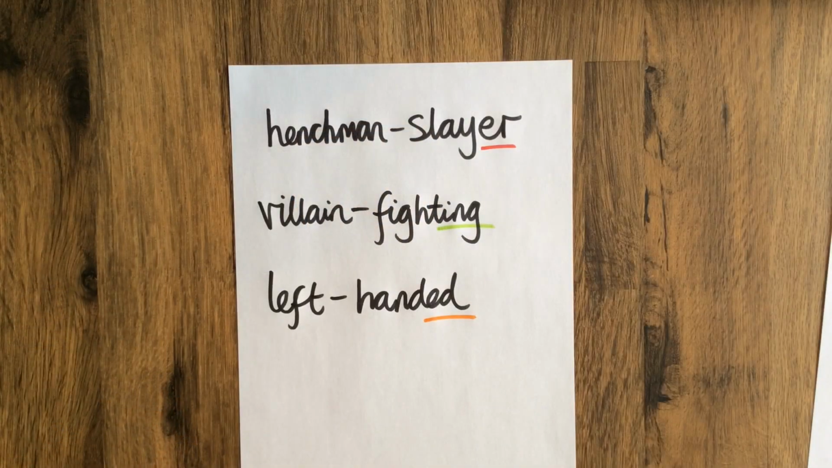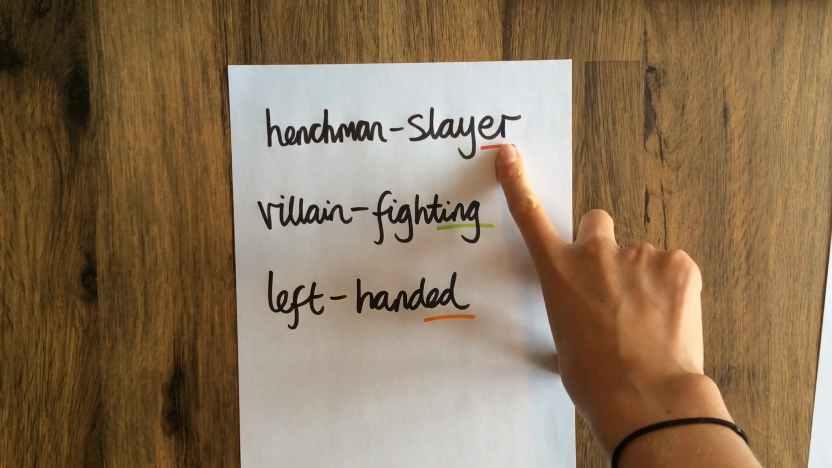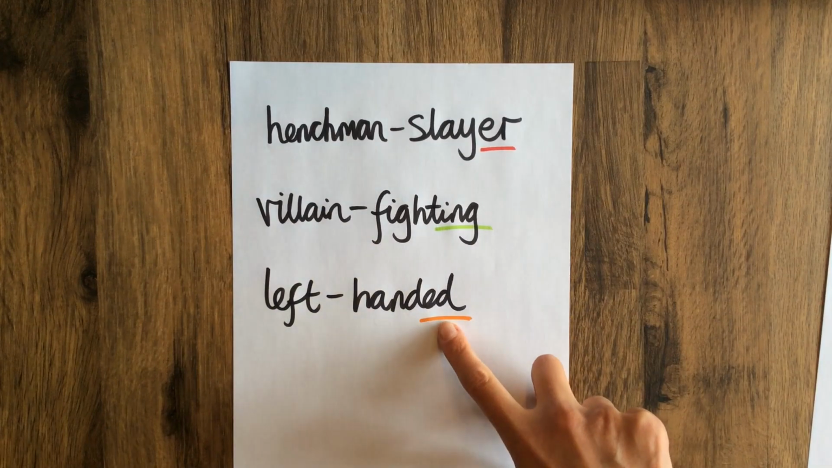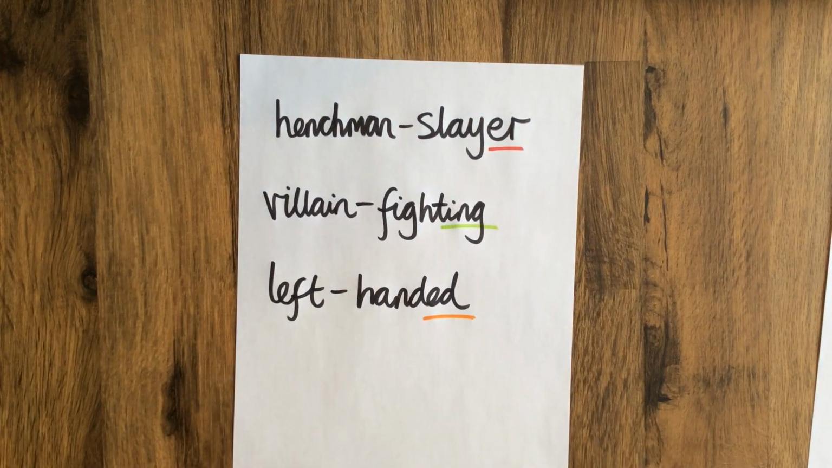It can be fun to create your own hyphenated words to describe someone. Can you create your own to describe Alex? Or maybe even a different character? Using -er, -ing or -ed at the end of your second word is a good place to start. For example, henchman-slayer, villain-fighting or left-handed. You can pause the video, have a go and see if you can add any to your list.